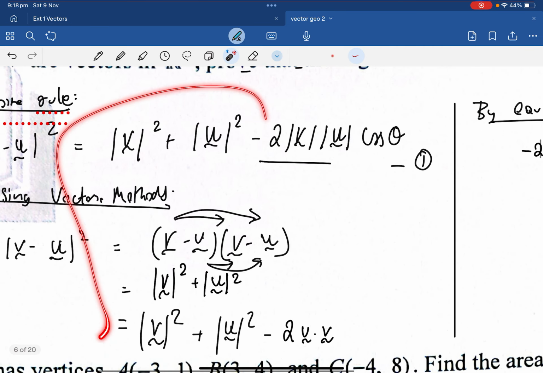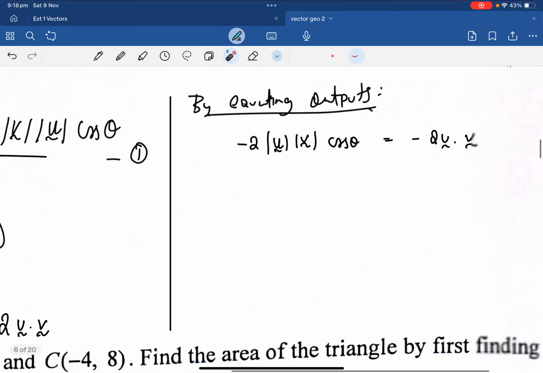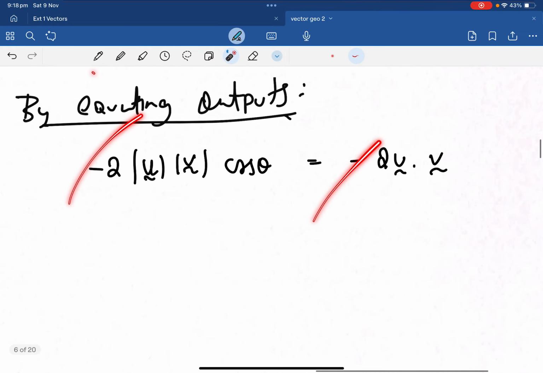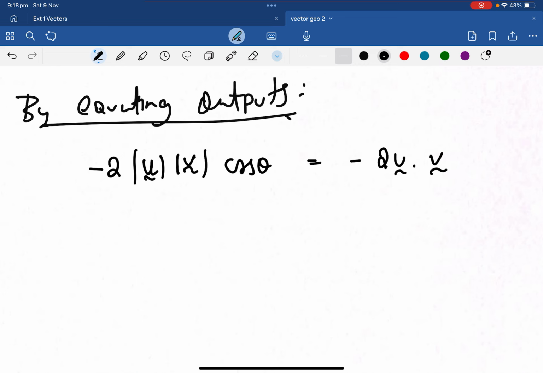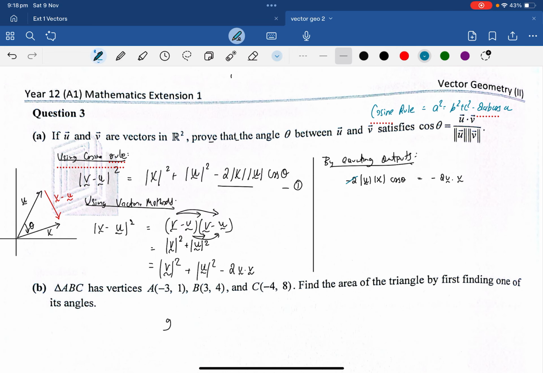Why? Because this v plus u is common on both, so that just goes away. Now we realize the minus 2 also tends to go away. So now we have cos theta, and let's divide both sides by this magnitude. Then this will cancel out, and this will go to the bottom. So cos theta is equal to u dot v over magnitude of u times magnitude of v.